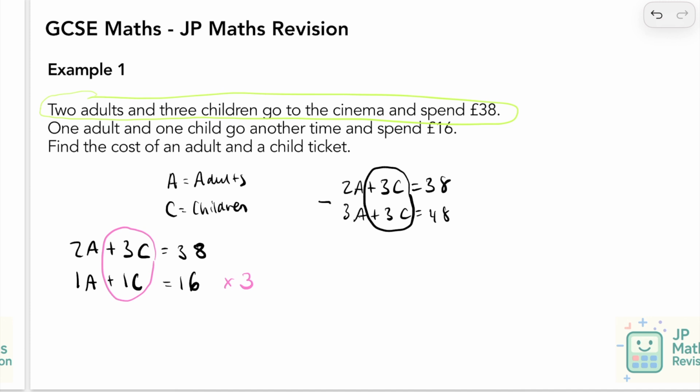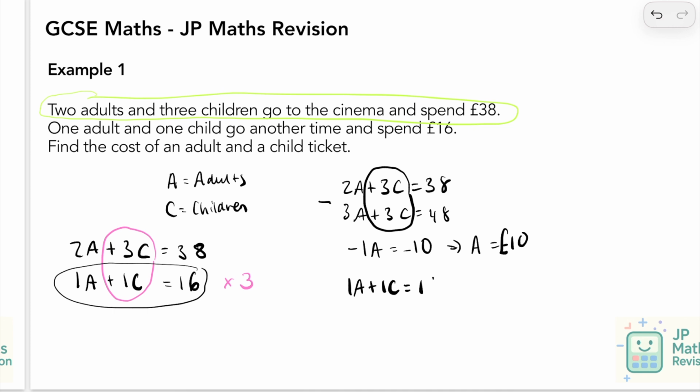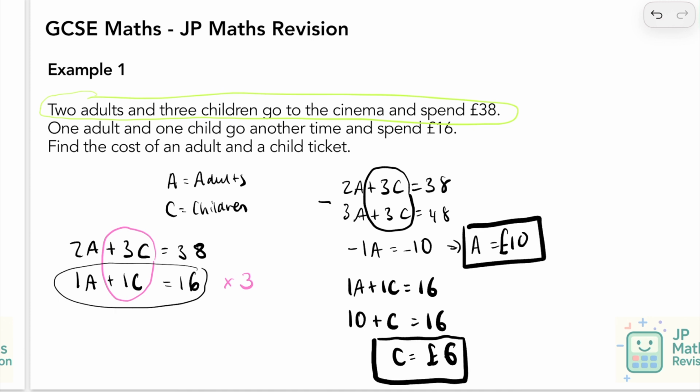So I have 2A minus 3A, so that's minus 1A. 38 minus 48, that's minus 10. So therefore, that means that A equals 10. So we can say an adult ticket is £10. And then we substitute it into one of the equations. So if I pick the bottom one, we have 1A plus 1C equals 16. I know that 1A is 10, so I'm going to say 10 plus C equals 16. And therefore, minusing 10 from both sides, I end up with C equals 6. So a child ticket is £6 and an adult ticket is £10.